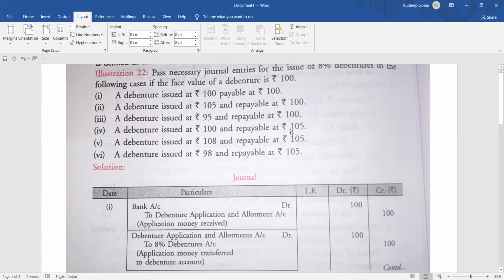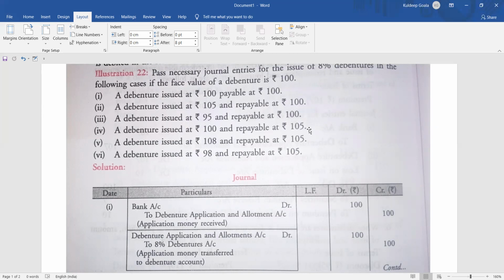You're repaying at 105 rupees. So this 105 rupees, the redeemable amount, is how much extra you're repaying, more than the face value? 5 rupees, right? So this 5 rupees will be taken as a loss of the company, because of this particular debenture itself we are making a loss of 5 rupees. Clear? So this 5 rupees is our loss.